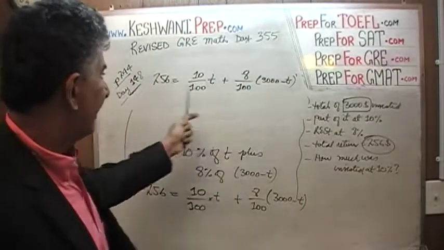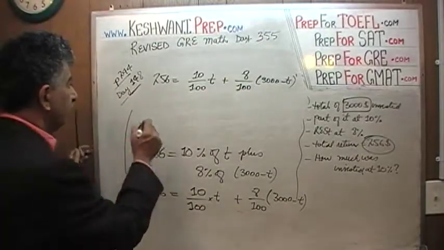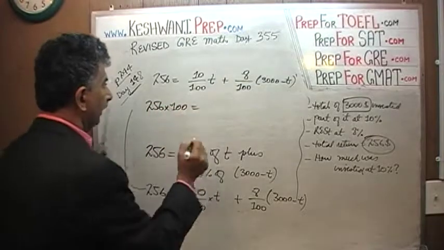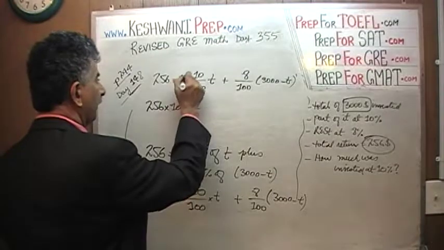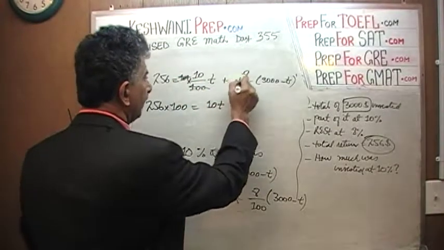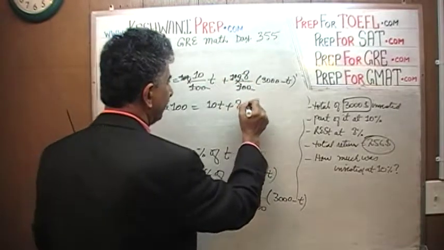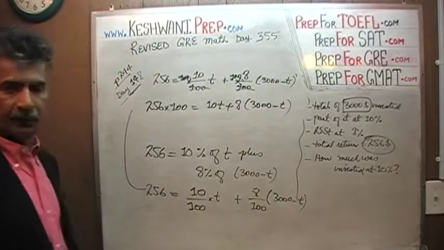Let's multiply this entire equation by 100. We'll end up with 256 times 100, and this amount multiplied by 100, the 100 is going to cancel out, and we'll end up with 10t. Here times 100, the 100 cancels out, and we'll end up with 8 times 3,000 minus t.